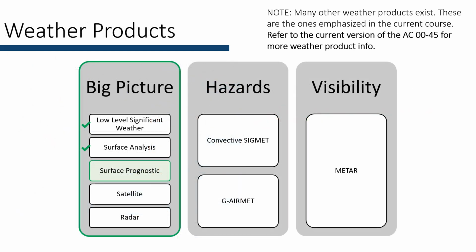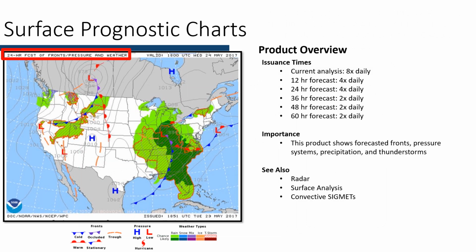Now let's continue with surface prognostic charts. There are 6 types of surface prognostic charts: current analysis, 12-hour, 24-hour, 36-hour, 48-hour, and 60-hour forecasts. These products show forecasted fronts, pressure systems, precipitation, and thunderstorms.